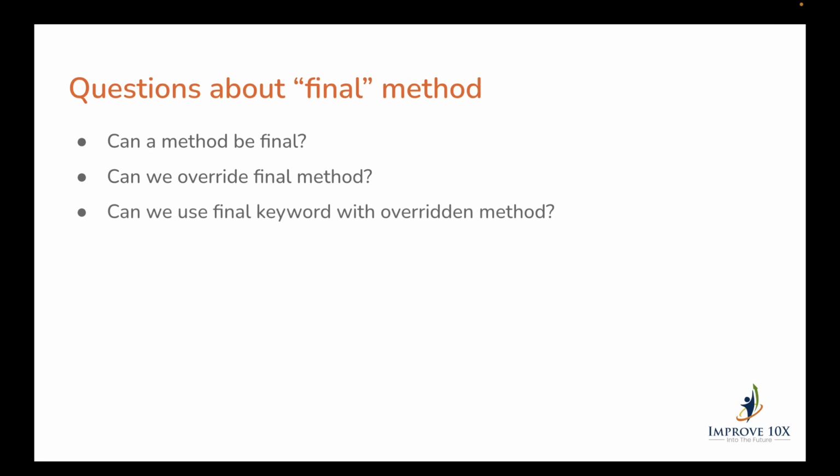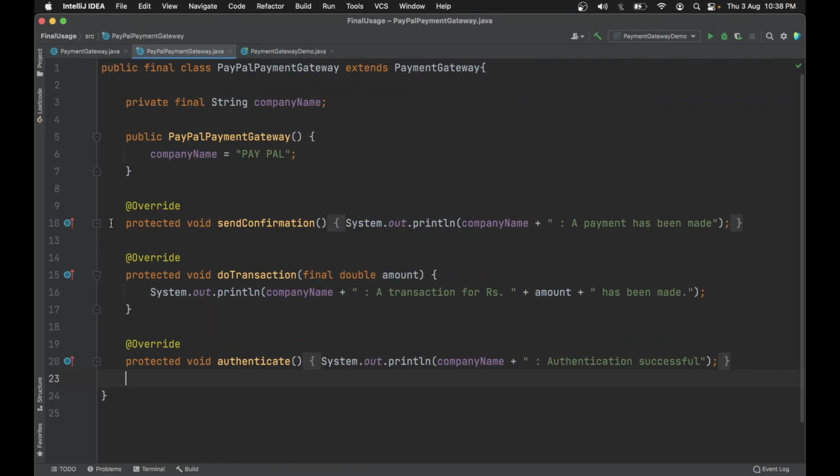Can we use final keyword with overridden method? Let's check it out. So in the PayPal payment gateway class, first let us remove the final keyword with class and let us put that final keyword along with the send confirmation method. Yes, it is allowing because now we have declared this send confirmation as final. So whoever is extending from this class will not be able to override the method.